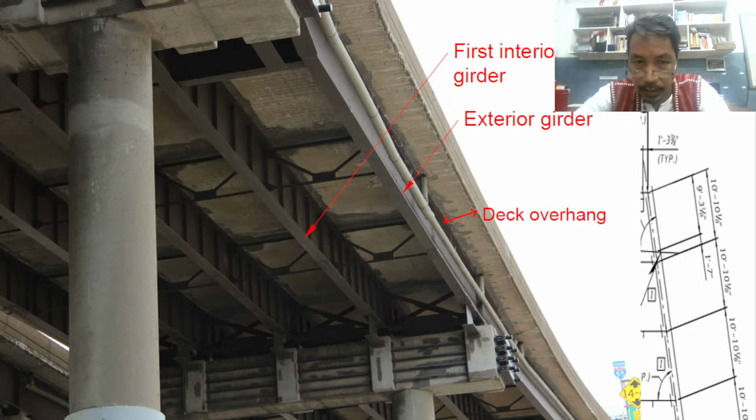I think you cannot see my pointer, but you can see the first interior girder, and the neighboring one to the left side of that is the second interior girder, as compared to the exterior girder. So we have the deck overhang arrow here. Where is the diaphragm?